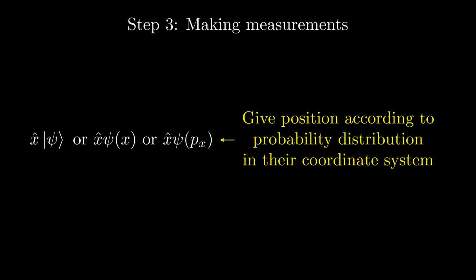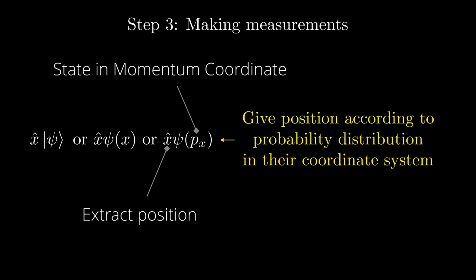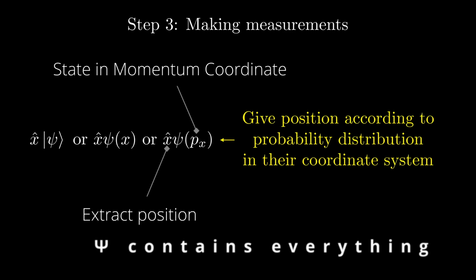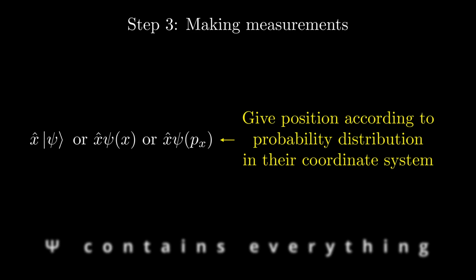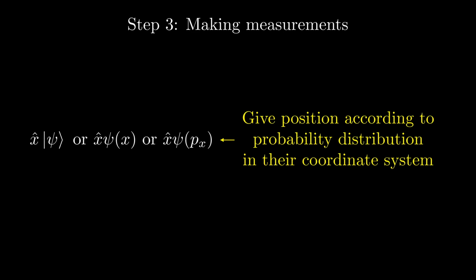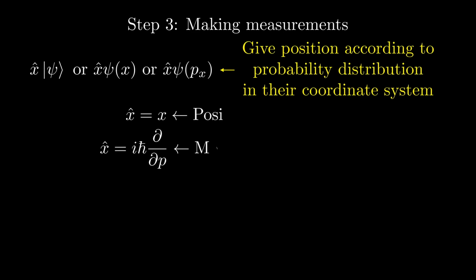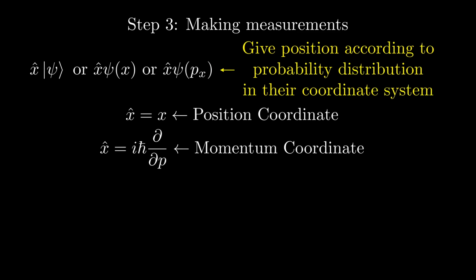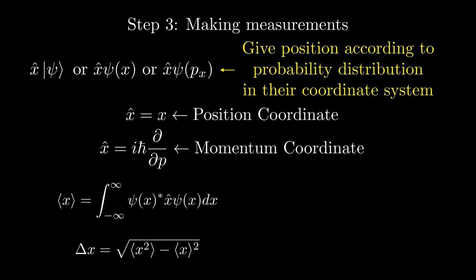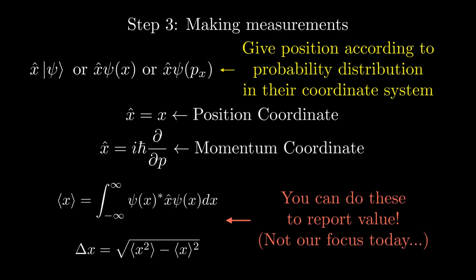Also note that we are allowed to extract the position of an object represented in the momentum coordinate system, and that is totally fine. A wave function is just a representation of the state itself, which means that it must contain information about all properties we are interested in. We just need to convert the operator to the appropriate coordinate system. We can of course do all kinds of probability measurements using them, but these will not be our focus today.